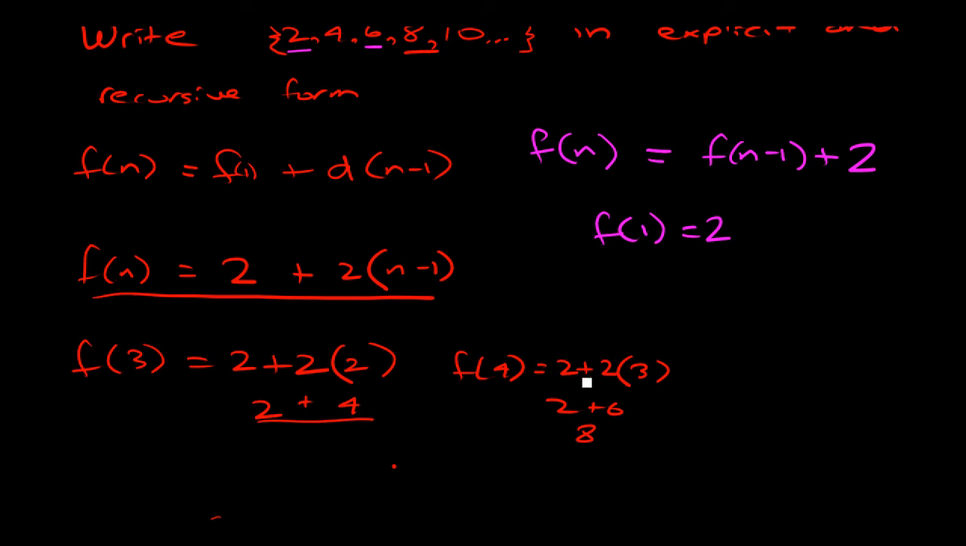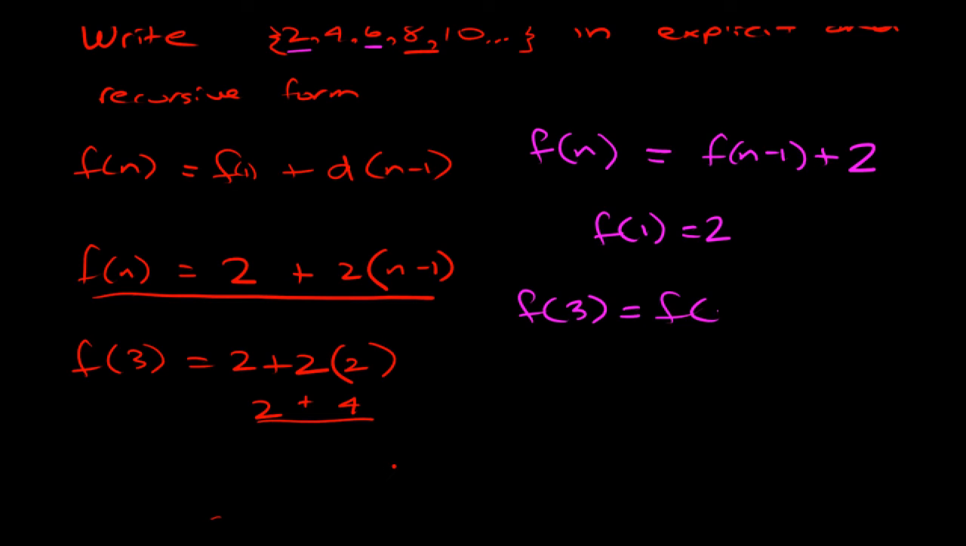Just erase that for more space. The recursive rule now. Let's test this out. F of n is equal to f of n minus 1 plus 2, and f of 1 is equal to 2. So again, let's plug in f of 3. F of 3 is equal to f of 2 plus 2.